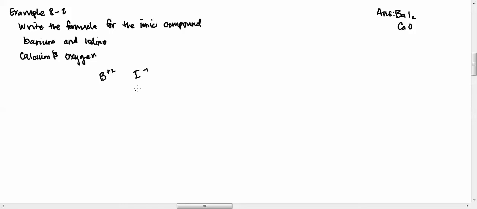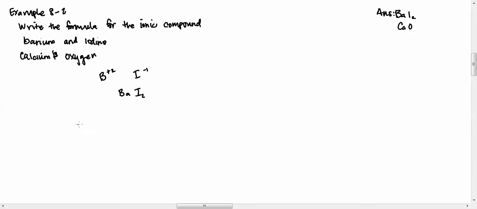But in this particular case, the way I look at it is, well, we have barium, which is a positive 2, and we have iodine, which is a negative 1. How many iodines will we need to match up with that one barium? Well, that's pretty straightforward. You're going to need 2 iodines for every 1 barium. So barium and iodine combined looks like BaI2. That one's pretty straightforward.